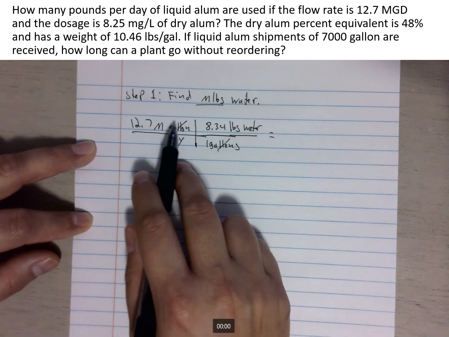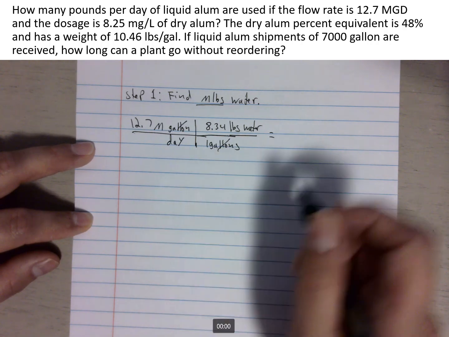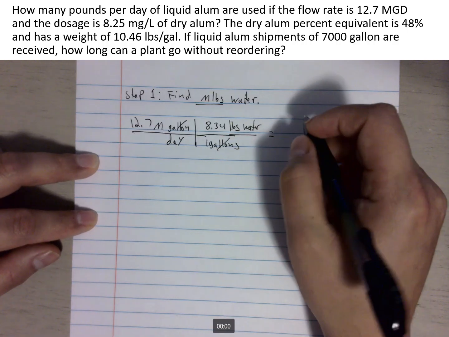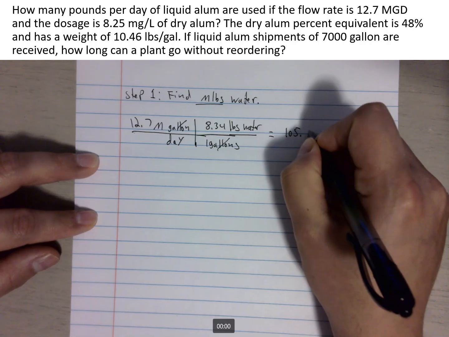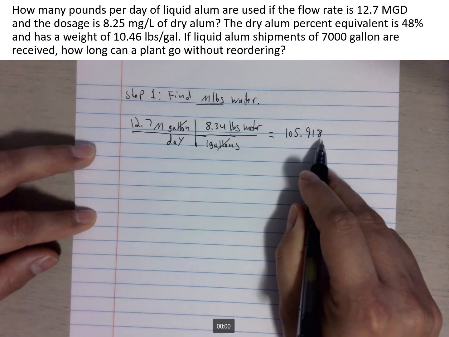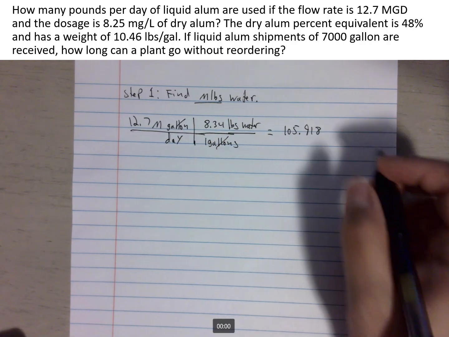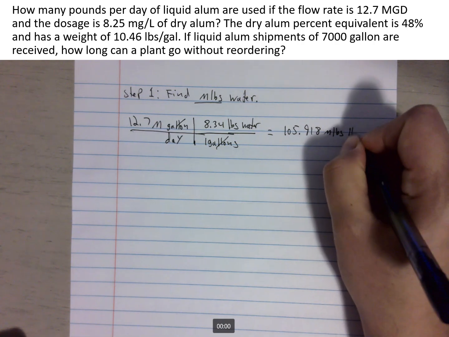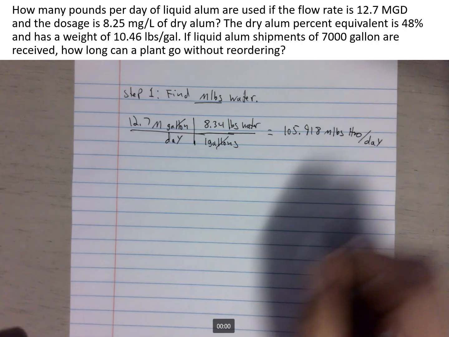So we do the multiplication of the top divided by the multiplication of everything on the bottom, right? And 12.7 times 8.34 gives us 105.918. Remember, we're carrying that decimal point 3 places, because it's in million pounds of water. And that is our unit, million pounds of water being used every day.